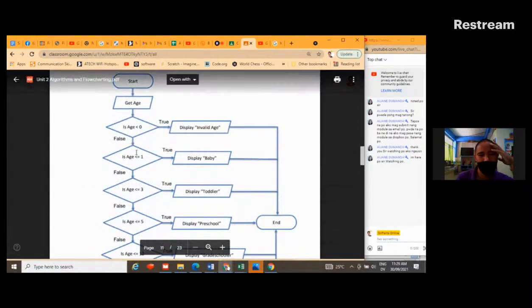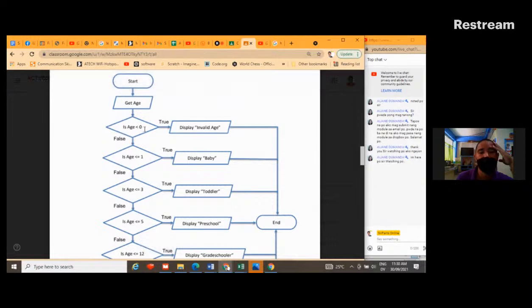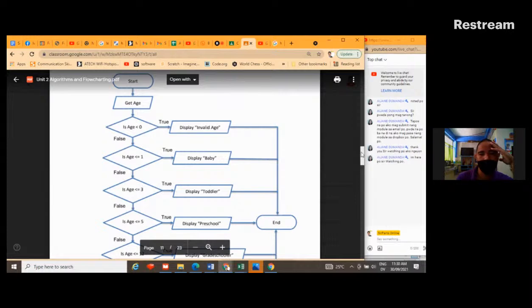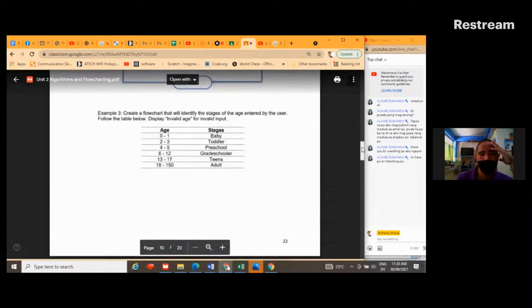So you can see here many decisions, and it begins with the terminal. You can write start. Then you get the age. Then, is age less than 0? If that is true, you have to display invalid age. If false, is age less than or equal to 1? That's baby. Let's see if that's correct. Yeah, that's baby.